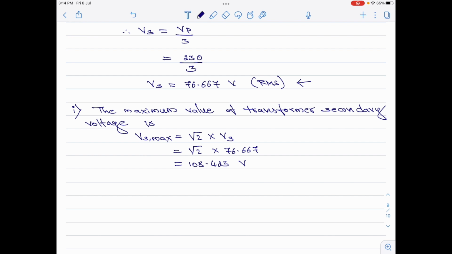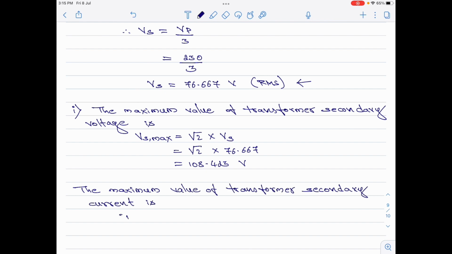Once we have found the maximum value of the transformer secondary voltage, let us now move on to find the maximum value of the transformer secondary current. Let me denote it by I max, and this is given by V secondary max, what we computed just above, divided by all the resistances in the circuit. First of all, let us write the secondary transformer resistance, that is Rs, plus the diode forward resistance, that is Rf, plus the load resistance RL.